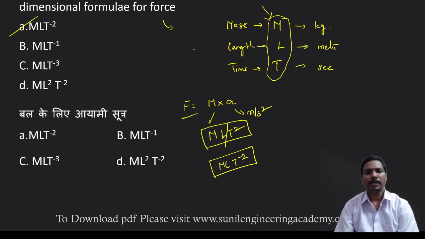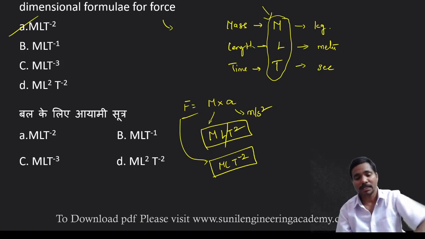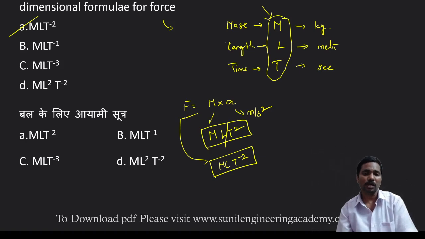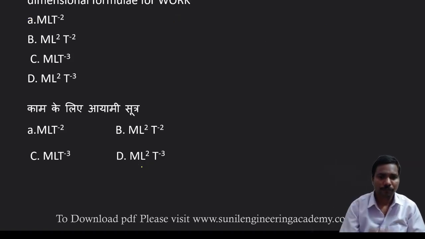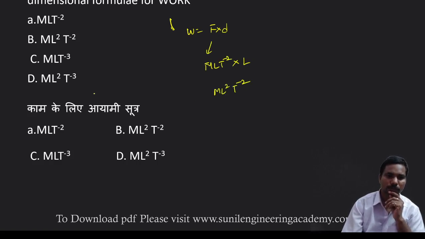Try to remember force directly, because force is used in so many quantities: work in terms of force, pressure in terms of force, surface tension in terms of force, impulse in terms of force into time. All are very important. Work is force into distance or displacement. Force is M L T power minus 2, distance is L, so M L square T power minus 2. The answer is option B.